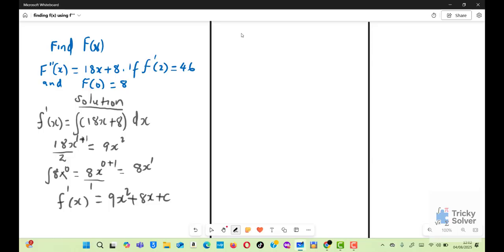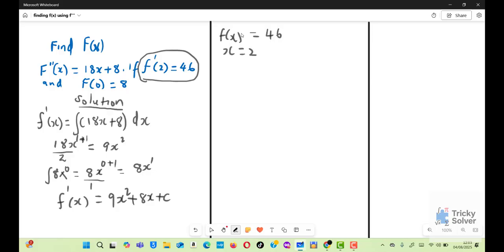C is called the constant of integration. It's a number that disappeared when we differentiated the original function, so we normally write C. So far we don't know what the number is, but one thing that can help us get it is this condition. We are told that f prime of 2 is 46. That means that the value of this function is 46 when x is 2.